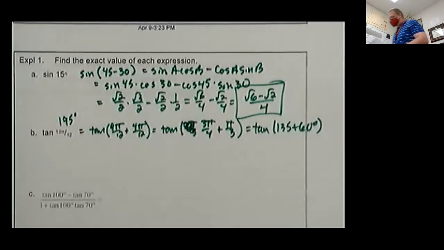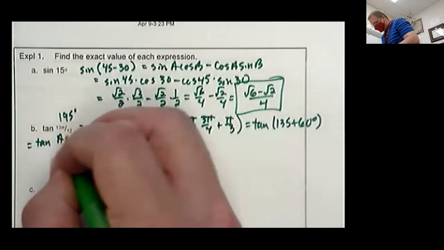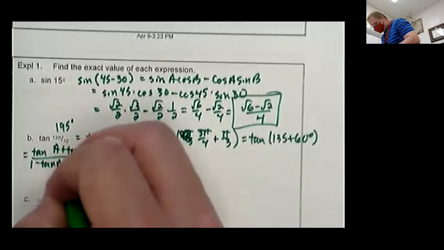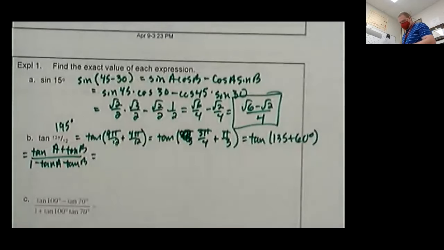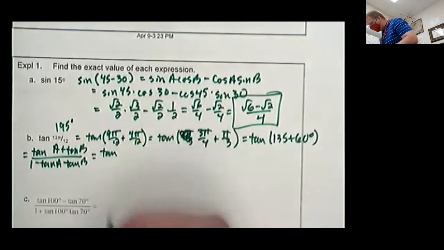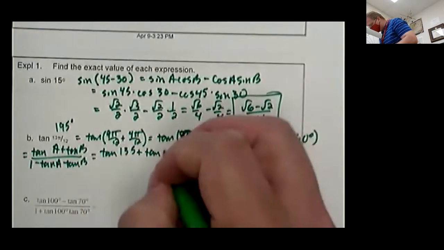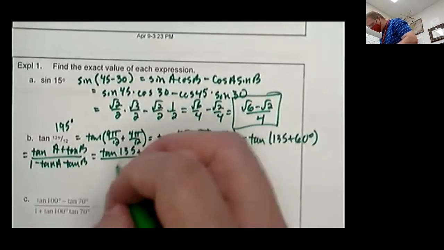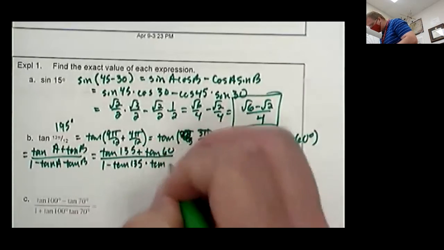So we're going to use our formula for the sum of tangent. So tangent of A plus tangent of B over 1 minus tangent A times tangent B. So that gives us, I'm going to do this in degrees, tangent of 135 plus tangent of 60 all over 1 minus tangent 135 times tangent of 60.